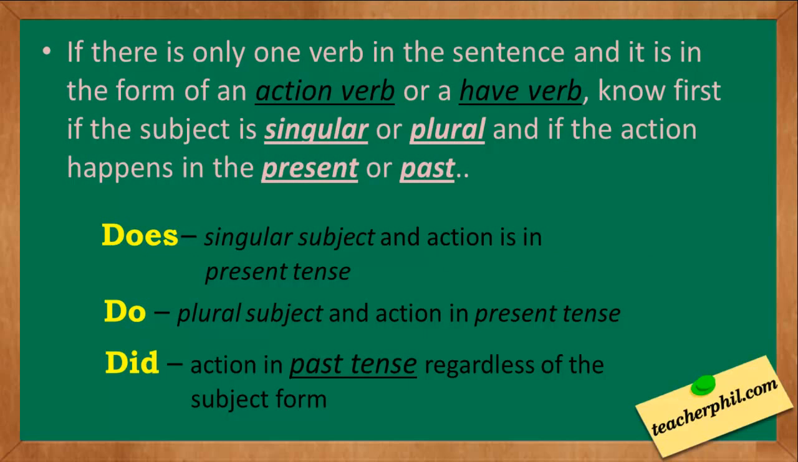The last one: if there is only one verb in the sentence and it is in the form of an action verb or a have verb, know first if the subject is singular or plural, and if the action happens in the present or past. Does is used for a singular subject and for an action which is in present tense. Do is used for a plural subject and action in present tense. And did is used for an action in past tense regardless of the subject form.